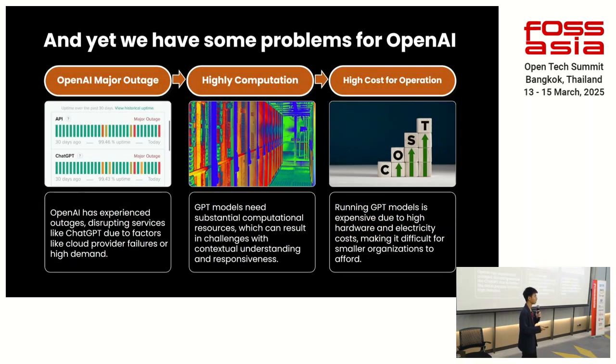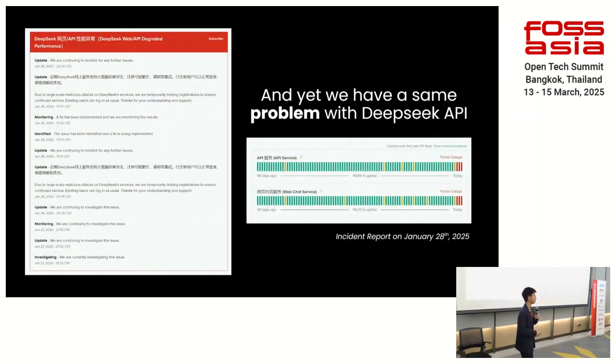We also have a problem when using OpenAI. You can see that we have major outages, because they use highly intensive computation in OpenAI's servers, and when you operate that computation, it comes with a higher cost of operations. We also had a problem on January 28th last month, with the DeepSeek API.